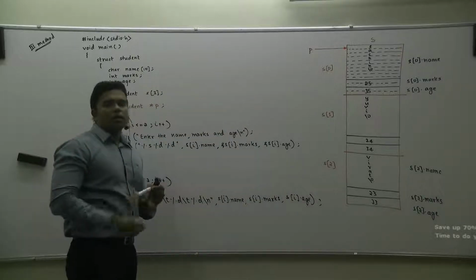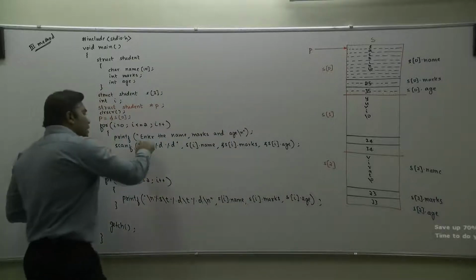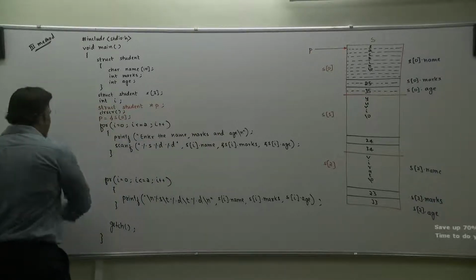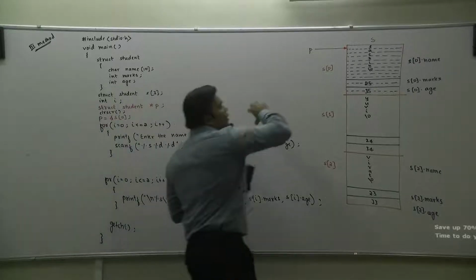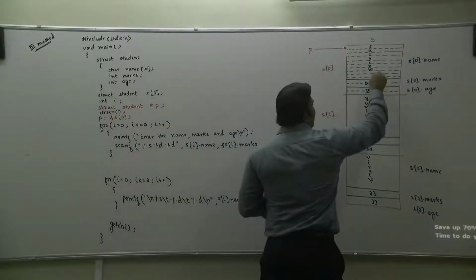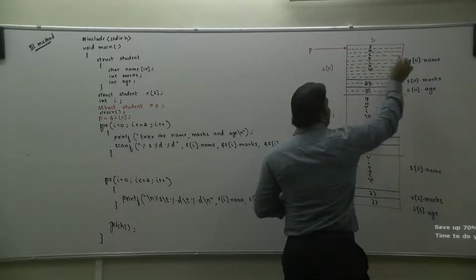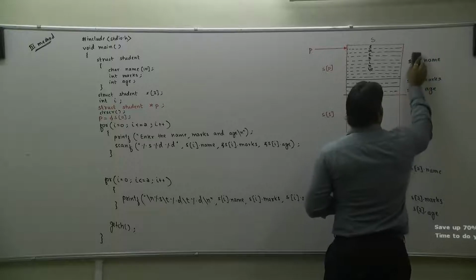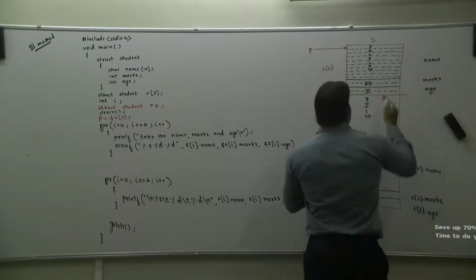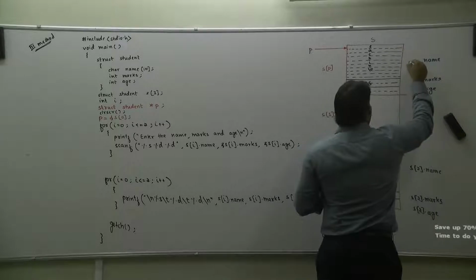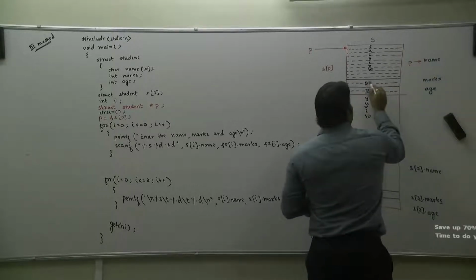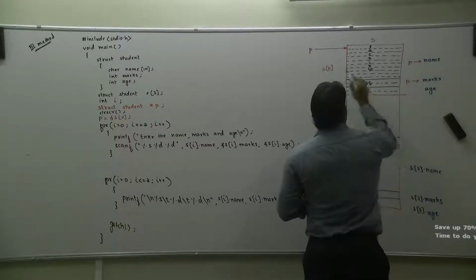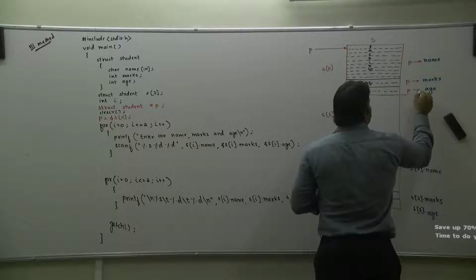Oh, okay, sir. Next what, sir? You may ask. I will ask the name, marks and age. After asking the name, marks and age, I want to put it here. The name of this location is S of 0 dot name, or if you ask me, I can also tell the name of this is P arrow name. The name of this is P's marks. Similarly, the name of this is P's age.